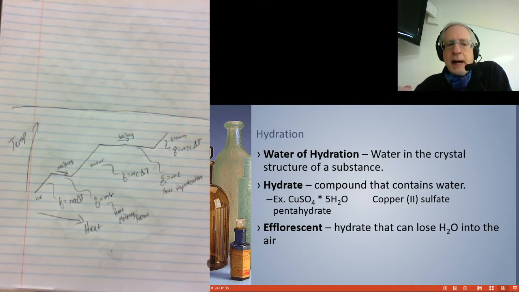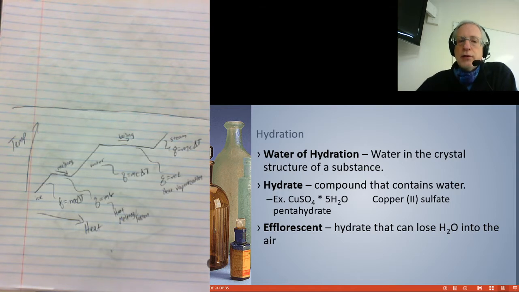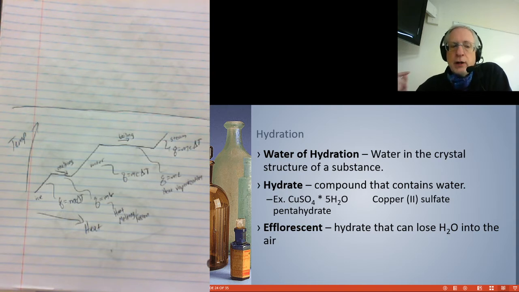If I have a compound that has water and loses the water, we call that efflorescence. So a hydrate is something with water. If it loses that water, it's called efflorescence.